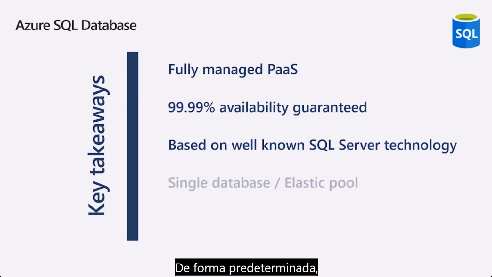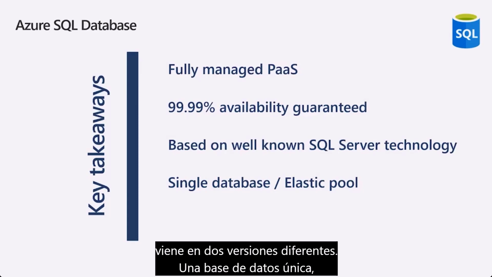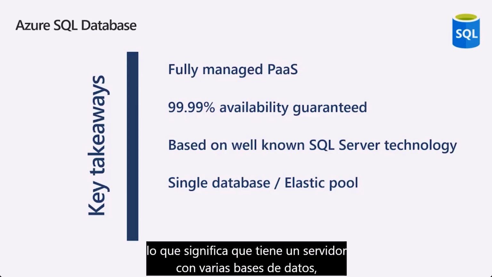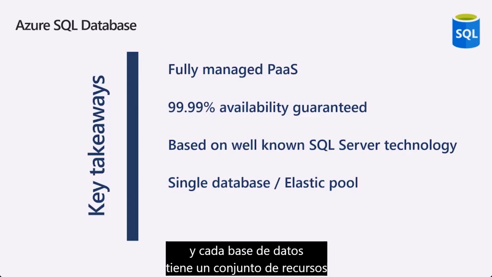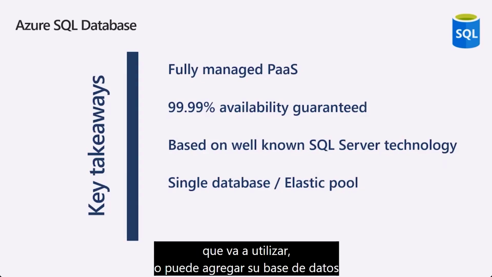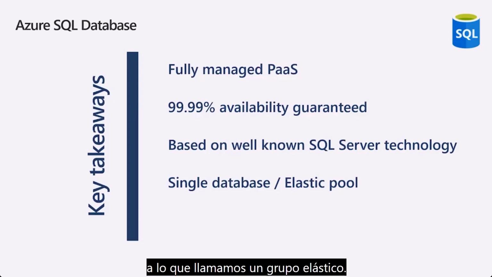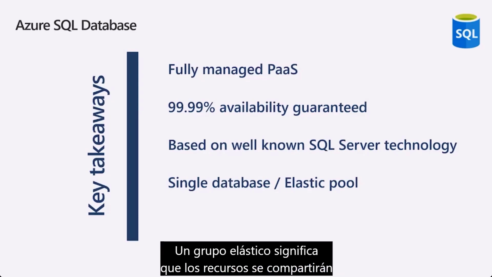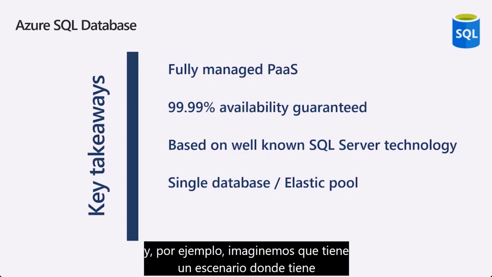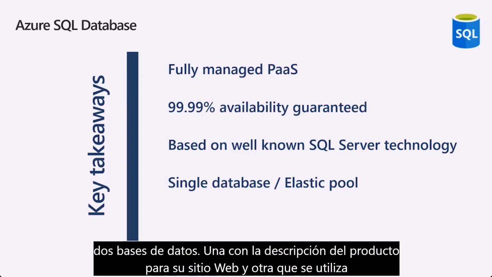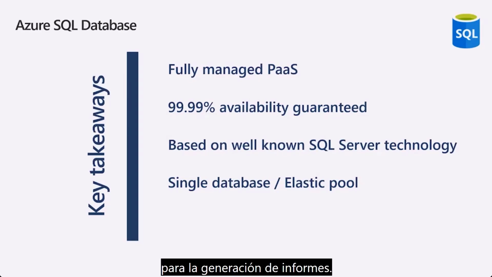Now it comes originally by default in two different versions, single database, which means that you have one server with multiple databases and each database has a set of resources that it's going to use. Or you can also add your database to what we call an elastic pool. Elastic pool means that the resources are going to be shared. And for example, let's imagine that you have a scenario where you have two databases, one with a product description for your website and one which is used for reporting.